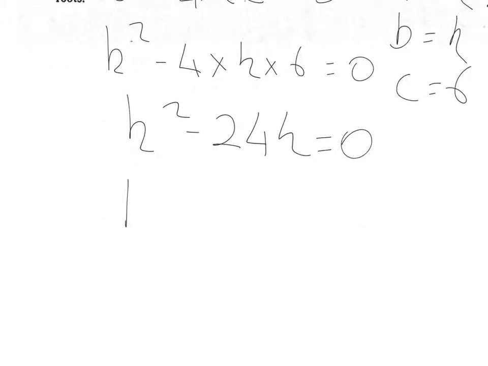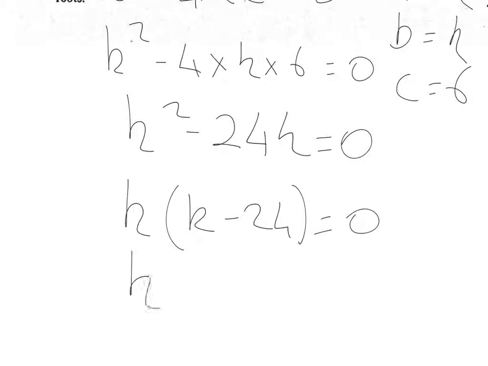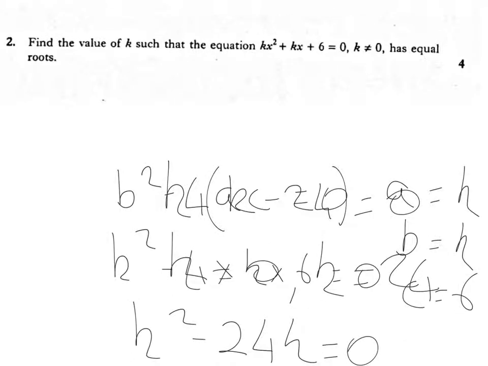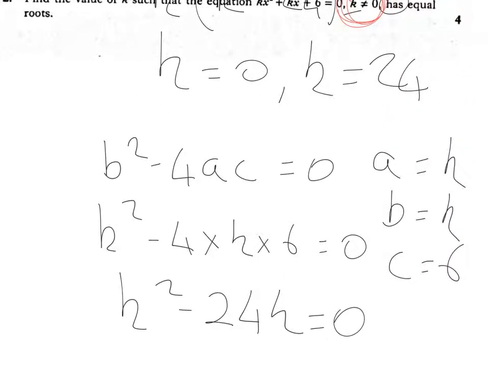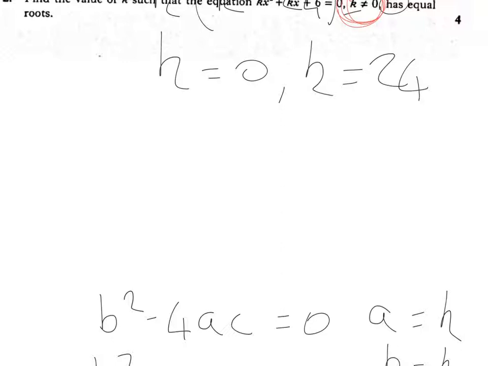That's just a simple quadratic then, so k(k minus 24) is equal to 0, which means I get k equals 0 and k equals 24. Just be careful at that point. This question says k cannot be equal to 0. So what you want to do at that point is to discard that result, and your final answer is k equals 24.